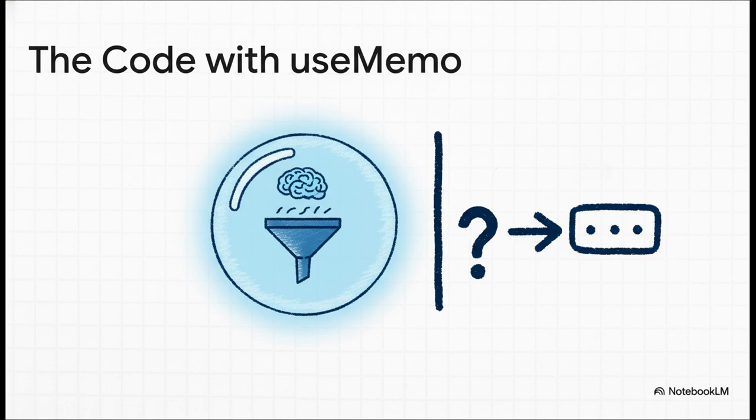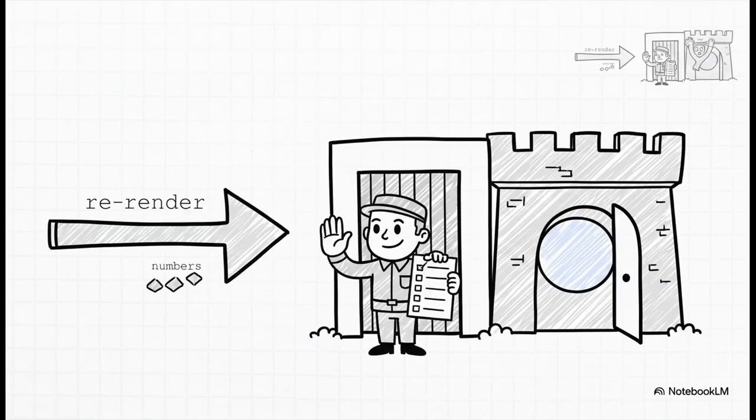But what's that thing in the square brackets at the end? That second part, the numbers in the square brackets, is called the dependency array. And this is the most important part. It's like the rule book for the hook. We're telling React, hey, this calculation only depends on the numbers variable. So please, only rerun this whole thing if numbers itself actually changes.